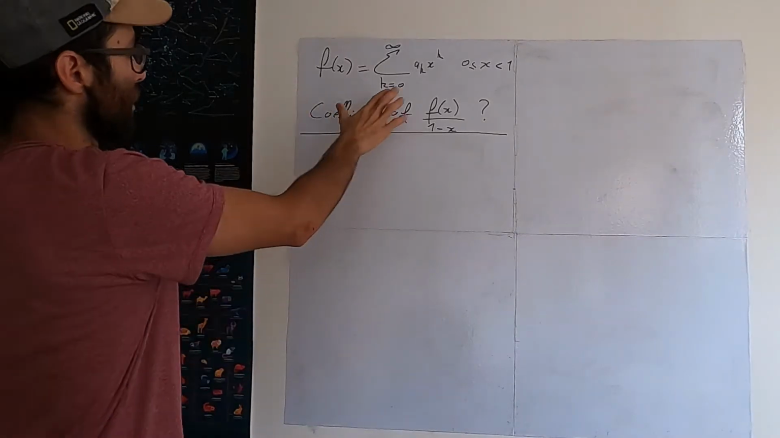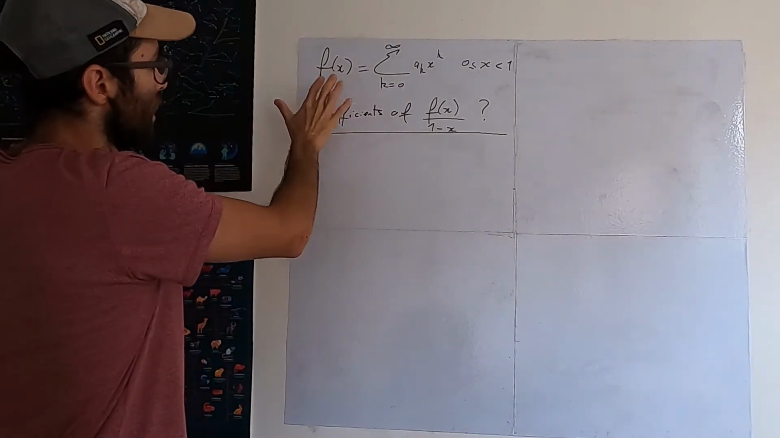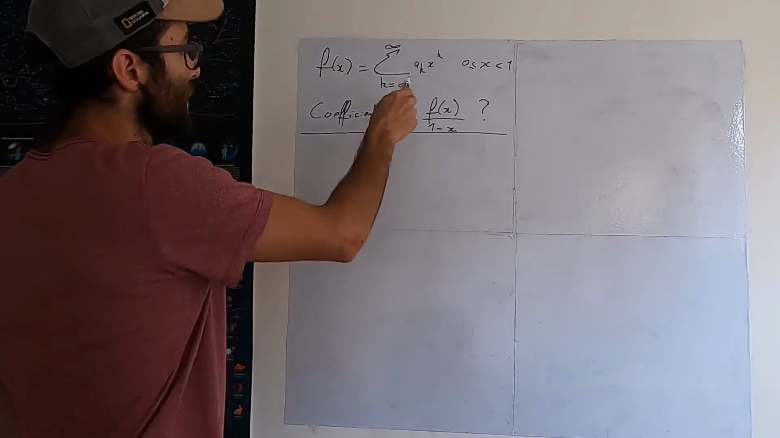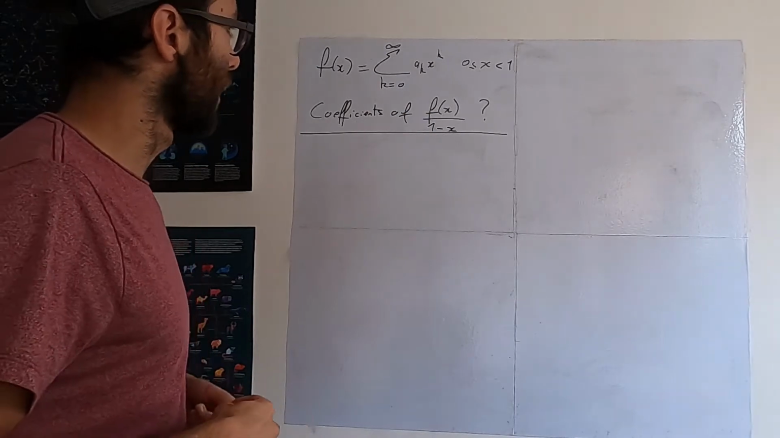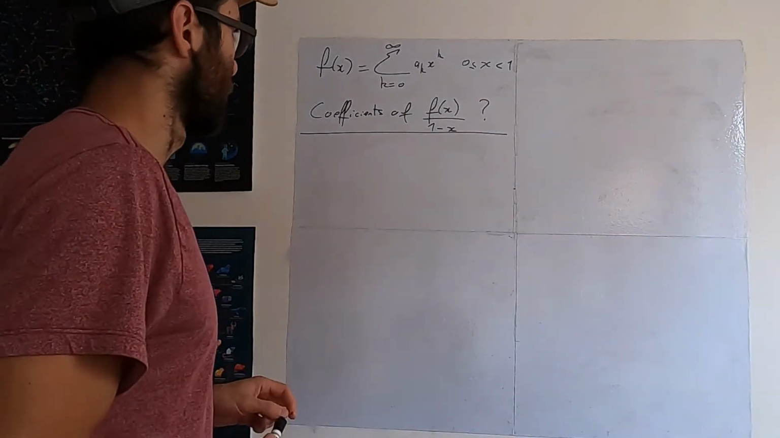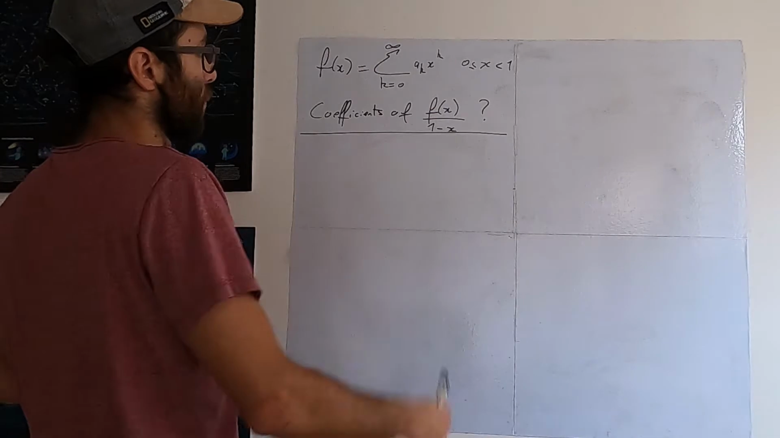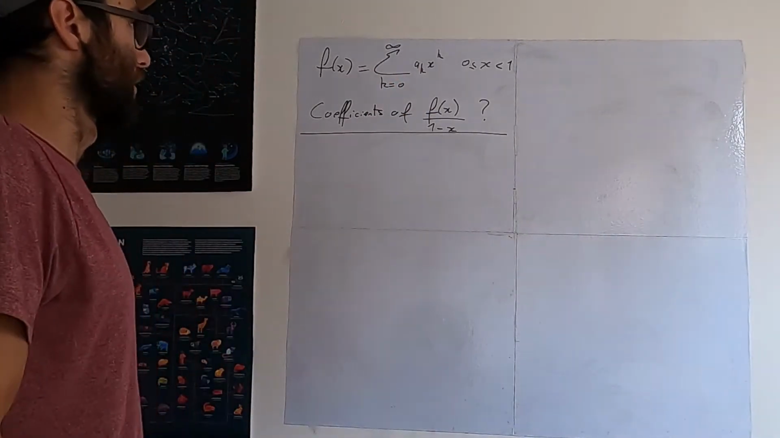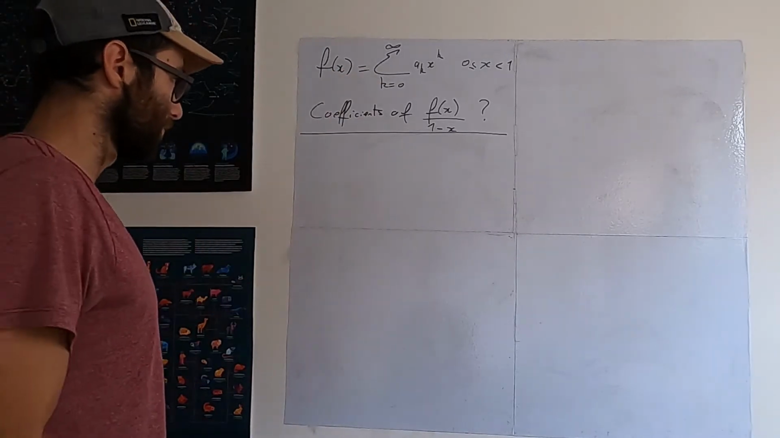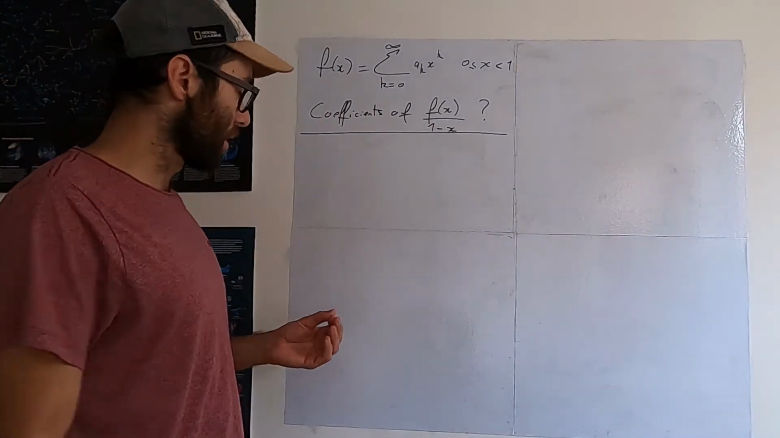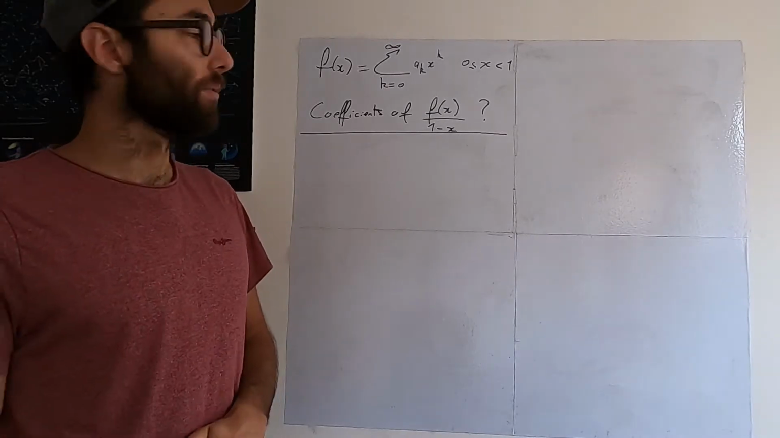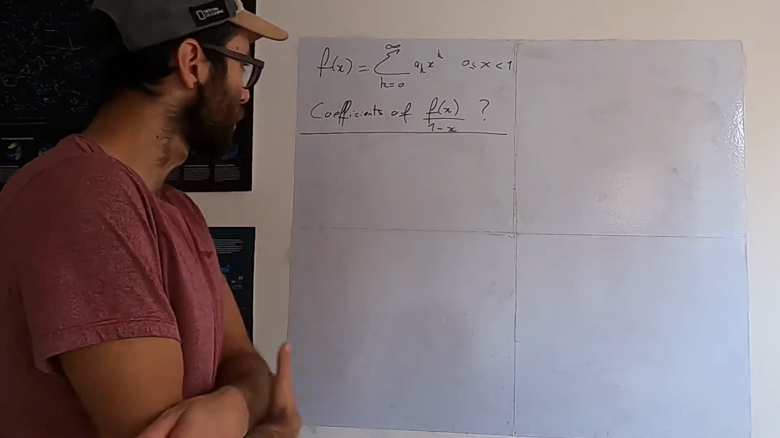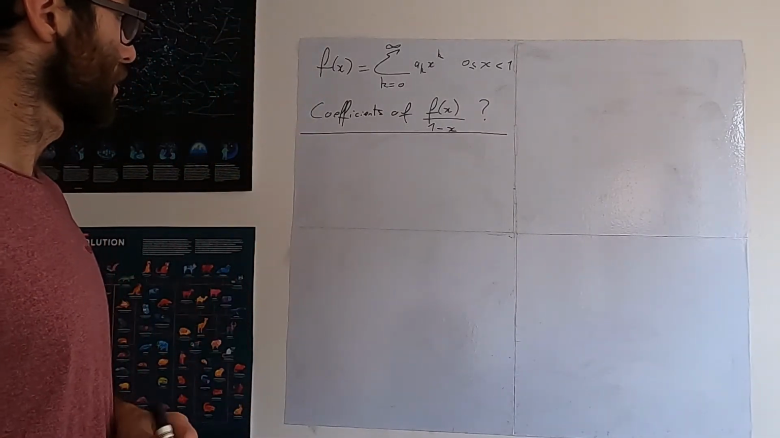You have this sum of an infinite series. f(x) is the sum from k=0 to infinity of a_k x^k, where a_k is some arbitrary series, for x between 0 and 1, and of course we assume that this sum converges. And the question is, what can you tell about the coefficients of f(x) divided by 1 minus x? It's a fairly open question for math problems.